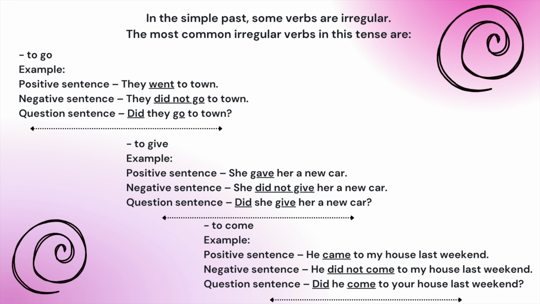To give. For example, in a positive sentence, she gave her a new car. In a negative sentence, she did not give her a new car. And in a question sentence, did she give her a new car? To come. For example, in a positive sentence, he came to my house last weekend. In a negative sentence, he did not come to my house last weekend. And in a question sentence, did he come to your house last weekend?